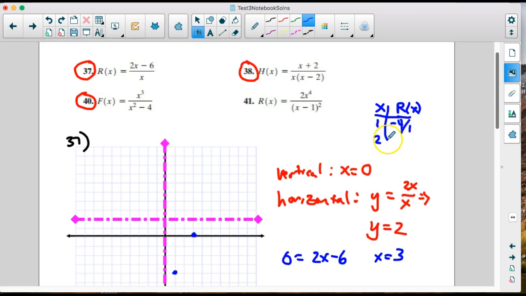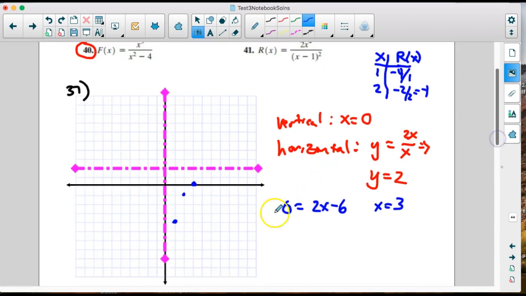So let's put 2 in there and see what happens. 2, that's 4 minus 6. 4 minus 6 is -2 over 2, which is going to be -1. So we're going to go through -1 at 2. So what's going to happen here is this graph on the right hand side is going to look like this. It approaches the asymptote here, goes through these 3 points, and approaches the asymptote there.